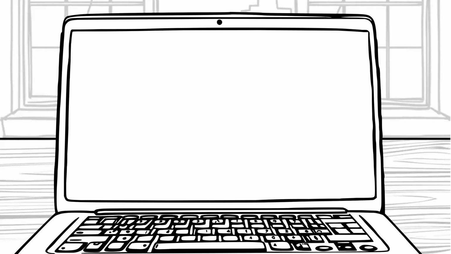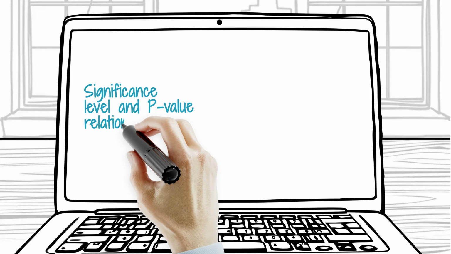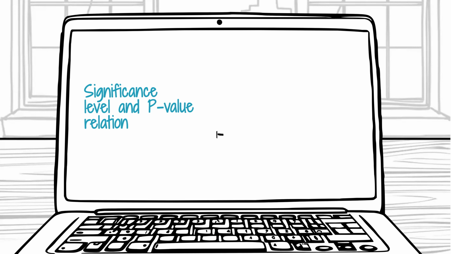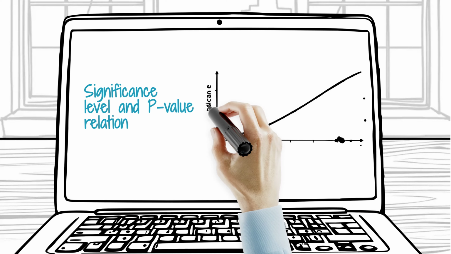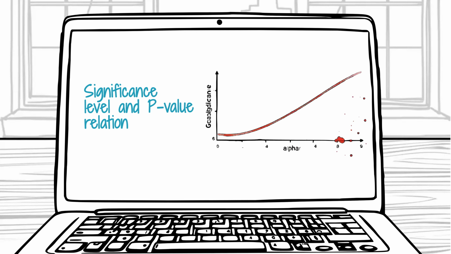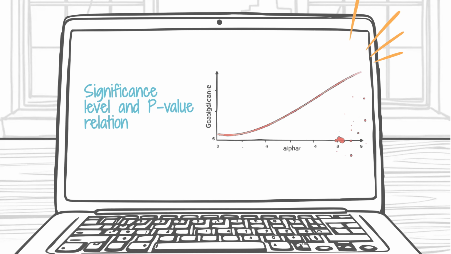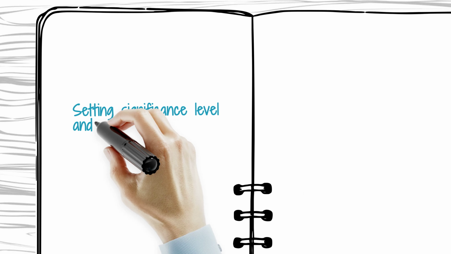Next, we have significance levels, often denoted by alpha. Common choices for alpha are 0.05 or 0.01. If our p-value is less than alpha, we reject the null hypothesis. It's crucial to choose the significance level before analyzing data to avoid biased interpretations.